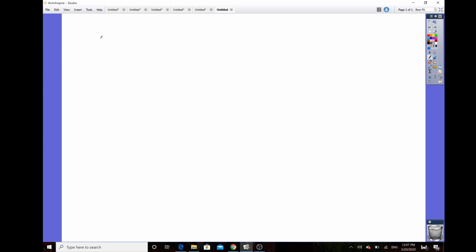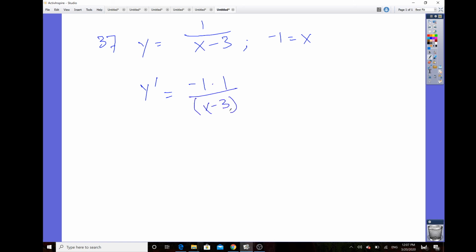So 37, we do have y equals 1 over x minus 3. And then the given value is negative 1, so at the position of x equals negative 1. So again, find the instantaneous rate of change first. Basically just take that derivative using the quotient rule. So we have the derivative of 1, 0, times x minus 3, that's just nothing. And then minus the derivative of x minus 3, which is 1, and then times 1. So that's just negative 1, all over the quantity of x minus 3 squared.